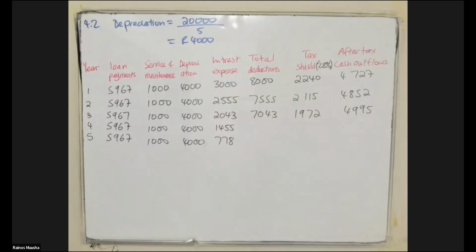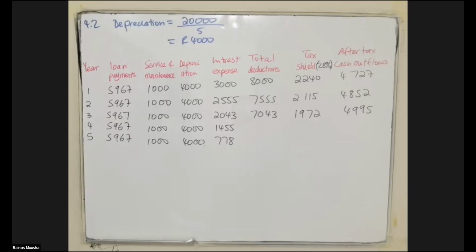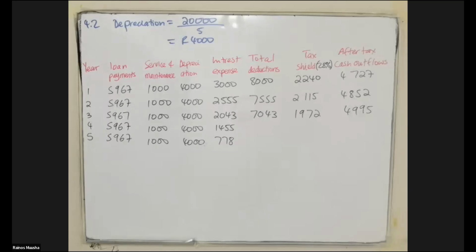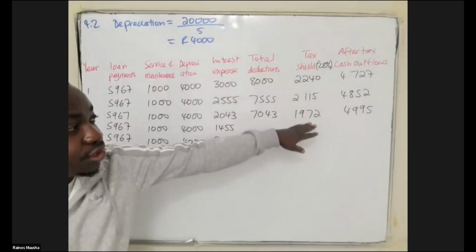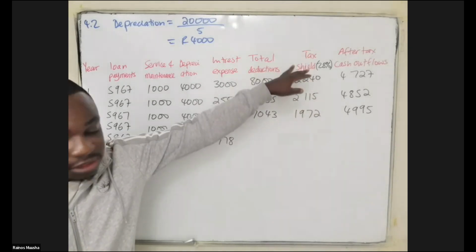Are we getting the same amount? Sorry, can I ask a question? How do we calculate the after-tax outflow again? I just want to make sure that I got it correct. Our after-tax cash outflow will be your loan payments plus your service and maintenance costs minus your tax shield. Okay. So you subtract the tax shield.